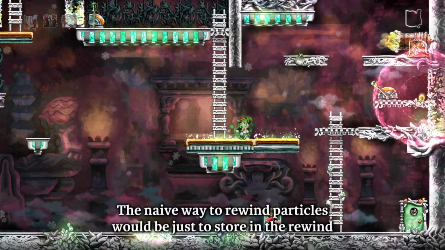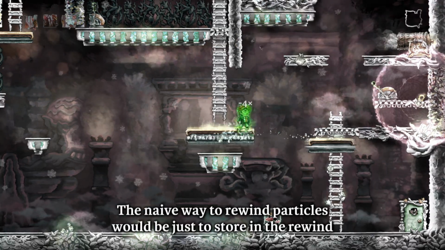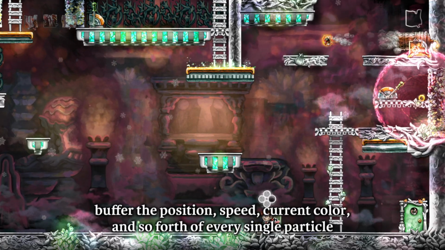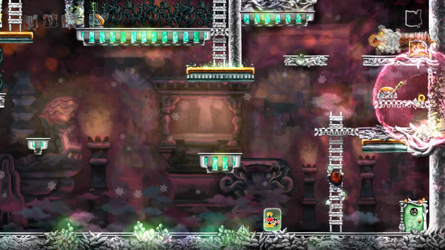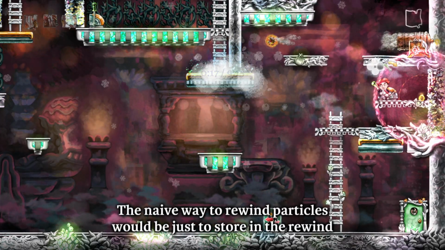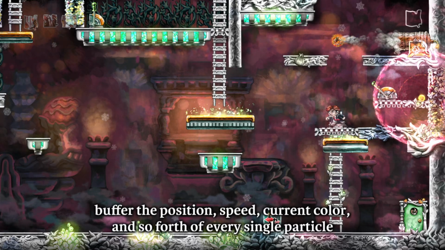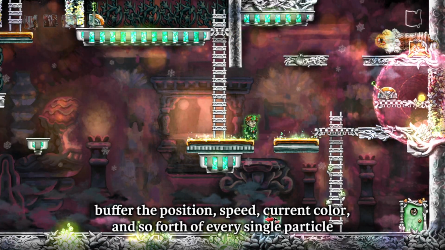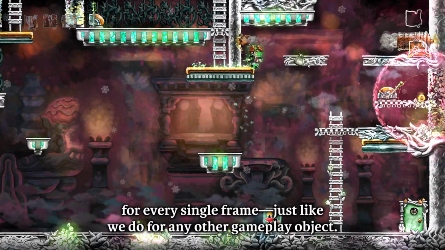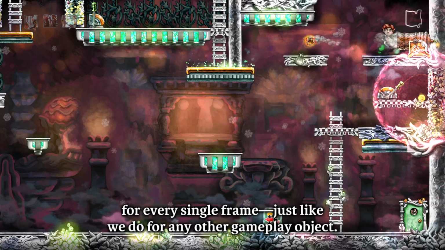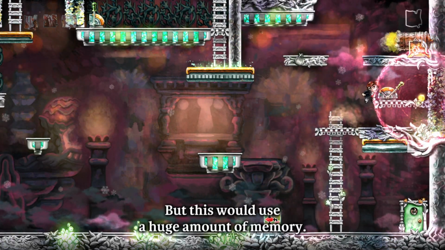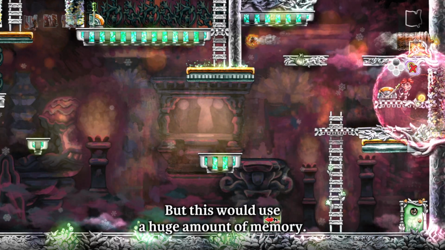The naive way to rewind particles would be just to store in the rewind buffer the position, speed, color, and so forth of every single particle for every single frame, just like we do for any other gameplay object. And then we just restore those properties when you go backward in time. But this would use a huge amount of memory.